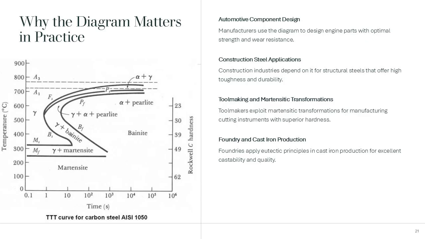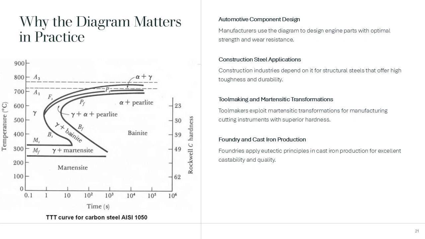The iron-carbon diagram is applied in automotive, construction, toolmaking, and foundry industries. It ensures optimal strength, toughness, and wear resistance in components. The iron-carbon phase diagram underpins countless industrial processes. Automotive manufacturers use it to design engine components with optimal strength and wear resistance. Construction industries rely on it for structural steels with high toughness.